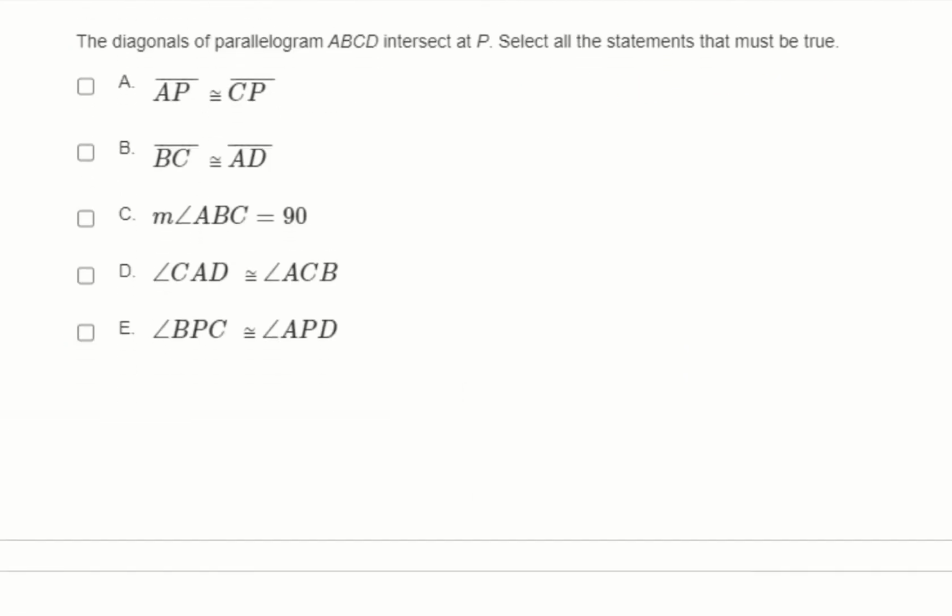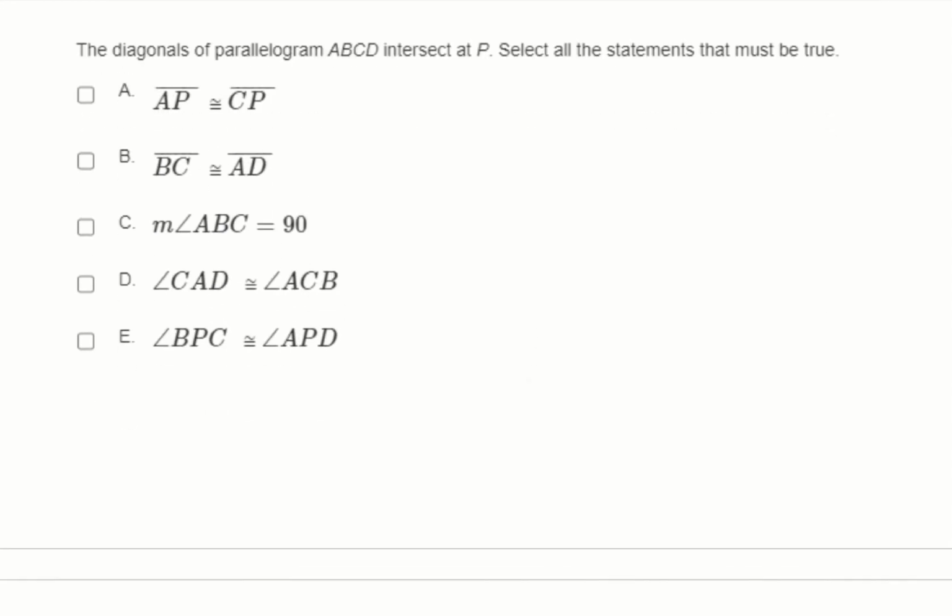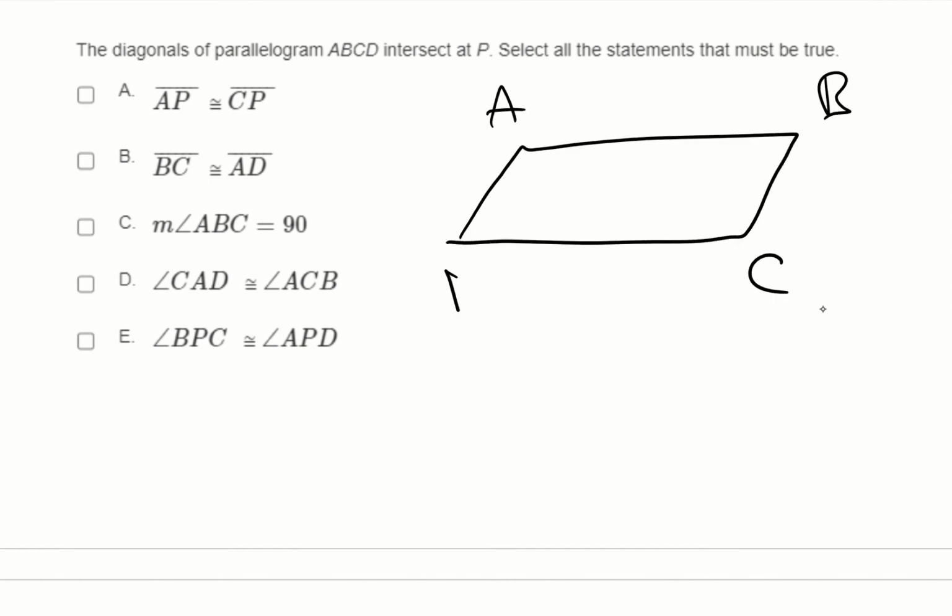All right, the diagonals of parallelogram ABCD intersect at P. Select all the statements that must be true. So we don't really have a picture here, but we can draw one just to visualize this. We have some kind of parallelogram, A, B, C, D. Remember that the naming goes around. Just make sure that when you label your ABCD parallelogram, you label it in a way that you're traversing or traveling around the shape.